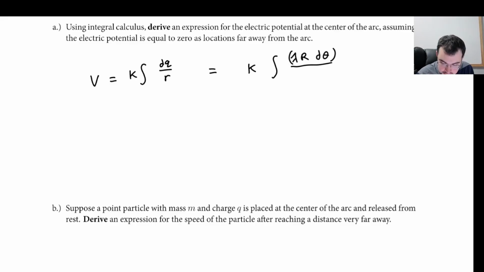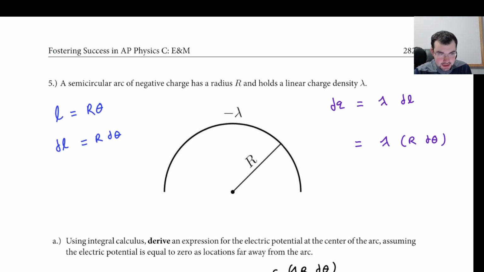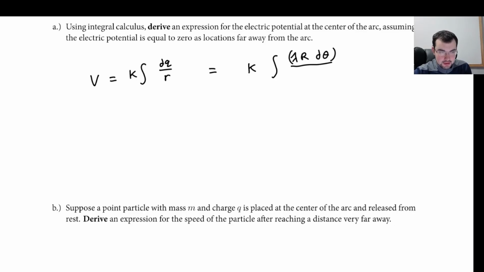And then our distance, well, here's a case where distance is the same, right? Every single segment I draw is a distance r from the center of the arc. That's what it means to be on a circle. So all of these distances are r. Now something interesting happens, because the r's cancel out and lambda comes in front. So I get k lambda times the integral of just d theta.